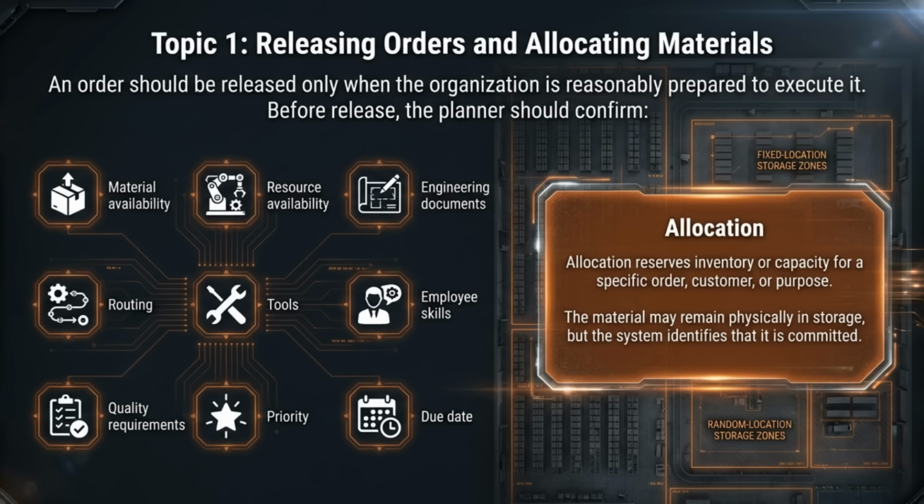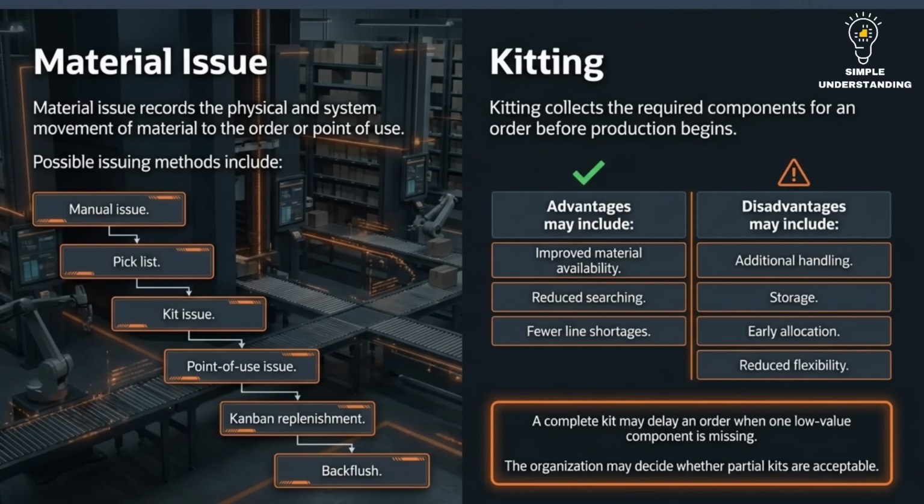Allocation. Allocation reserves inventory or capacity for a specific order, customer, or purpose. The material may remain physically in storage, but the system identifies that it is committed. Material issue. Material issue records the physical and system movement of material to the order or point of use. Possible issuing methods include manual issue, pick list, kit issue, point of use issue, Kanban replenishment, backflush.